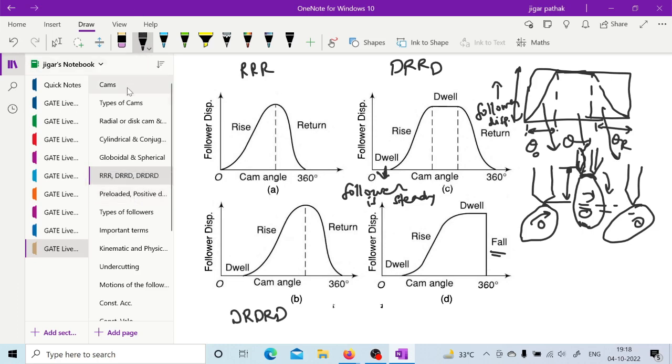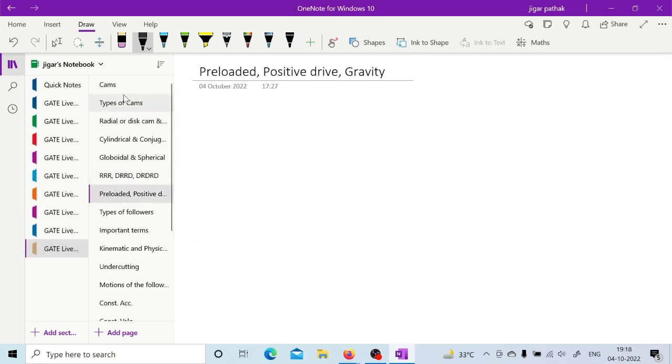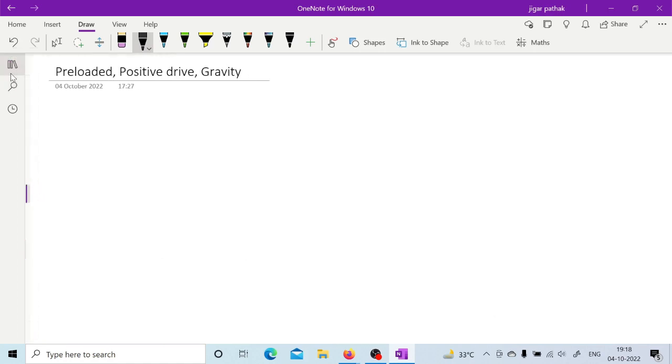And finally one more way of classifying it is constraint of the follower. So constraint of the follower, as it is mentioned, may be preloaded, positive drive, and gravity. So as we already discussed, preloaded means a spring force or something like that is already provided in order to maintain that particular contact. Positive drive means, as we have seen, that a slotted space was provided to the roller follower, so that there is no need of providing any spring force. And gravity operated also we have seen.